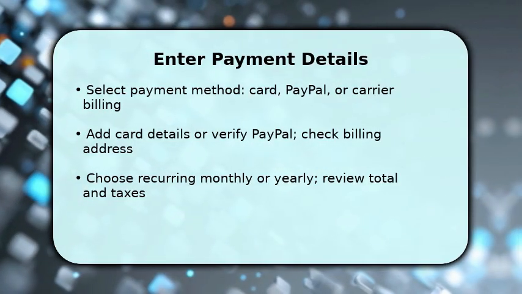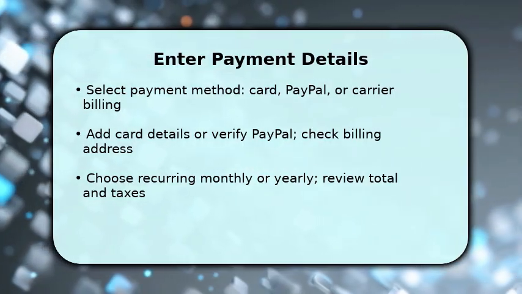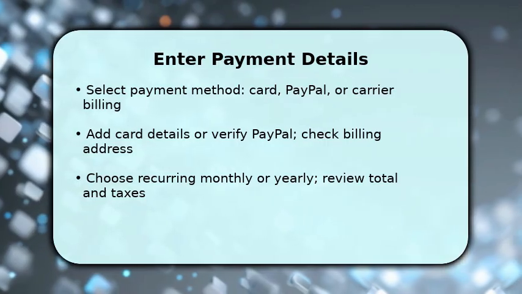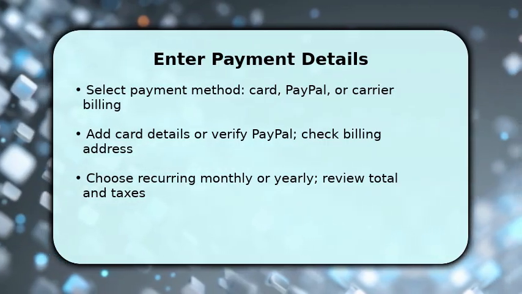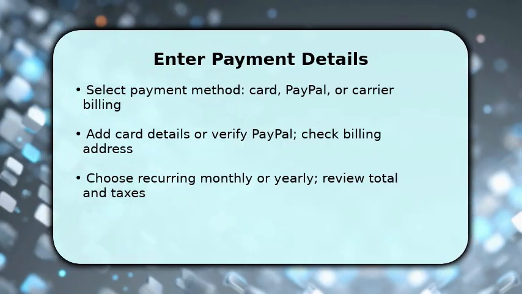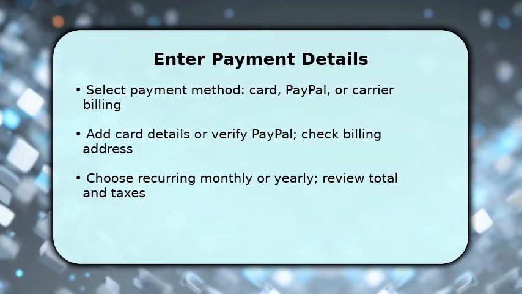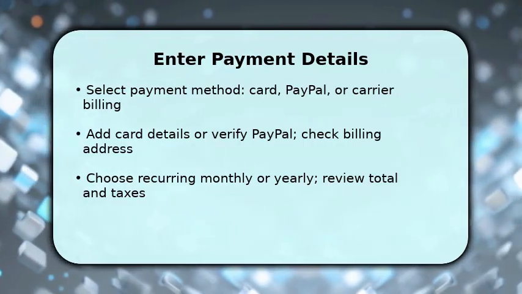Enter card number, expiry, CVC, and the exact billing address that your bank has on file, because mismatches cause authorization failures. Once verified, pick monthly or yearly billing. Yearly often saves money and reduces chance of interruption. Review the subtotal, taxes, and next billing date so you know when the charge will recur.